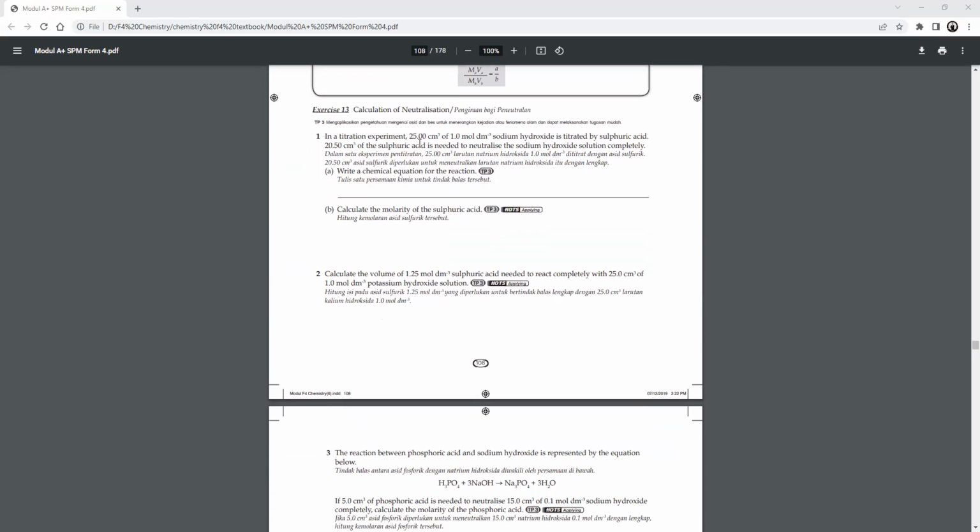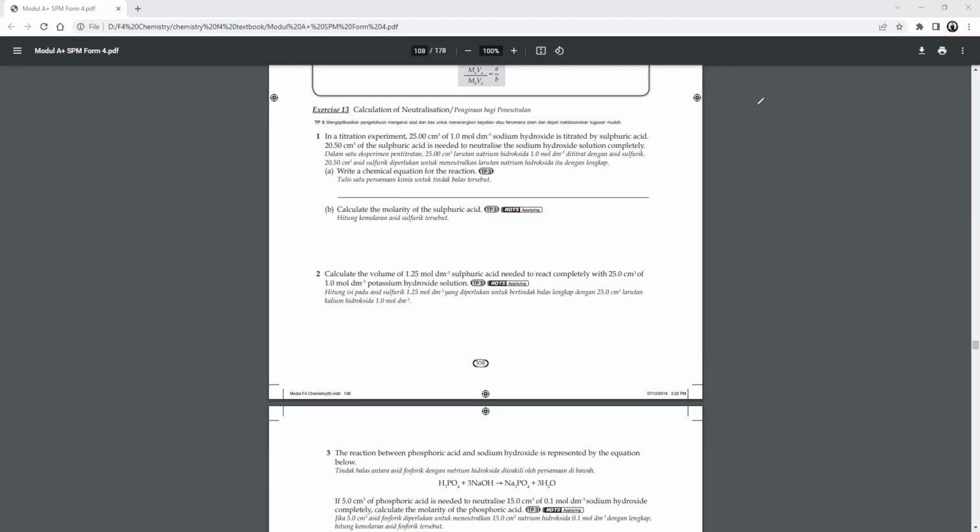In the titration experiment, 25 cm cube of 1 mol dm-3 sodium hydroxide is titrated by the sulfuric acid. So 20.50 cm cube of the sulfuric acid is needed to neutralize the sodium hydroxide solution completely. Write the chemical equation, and then calculate the molarity of the sulfuric acid.